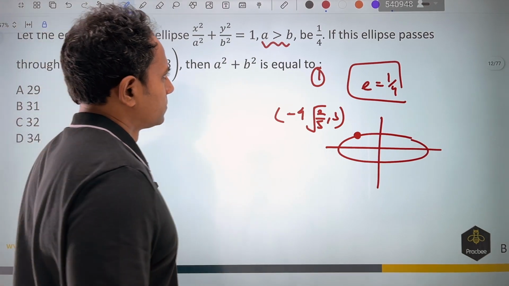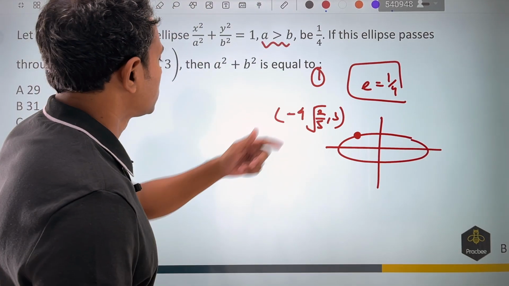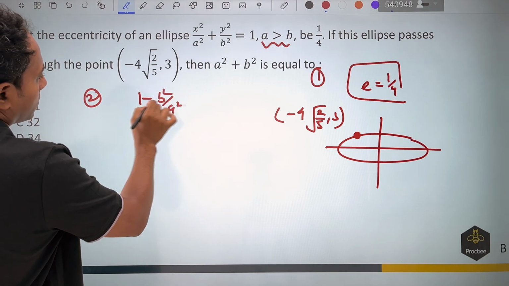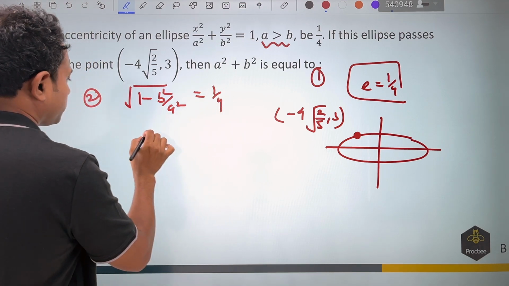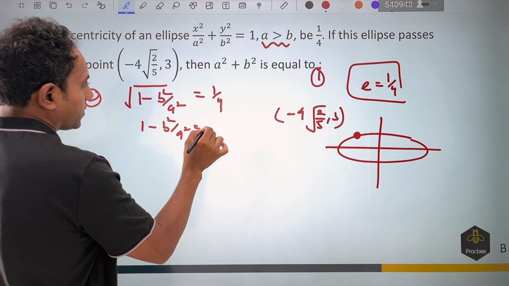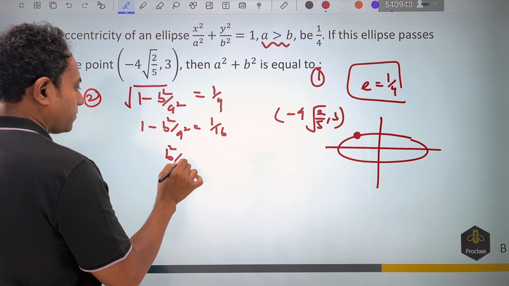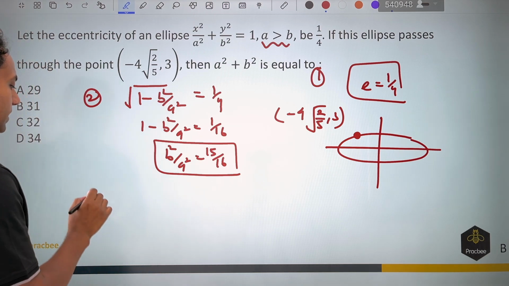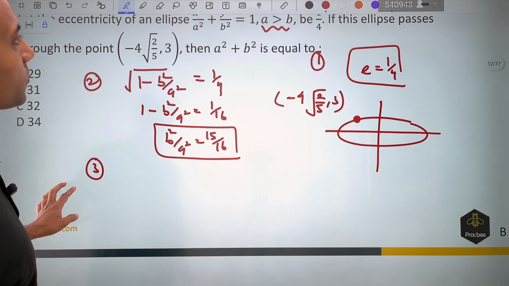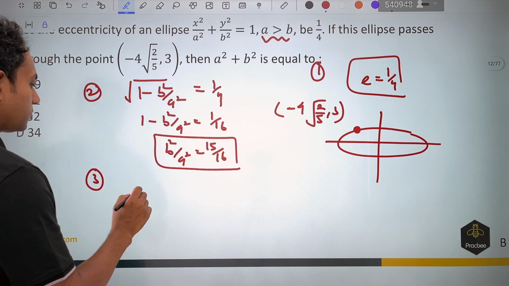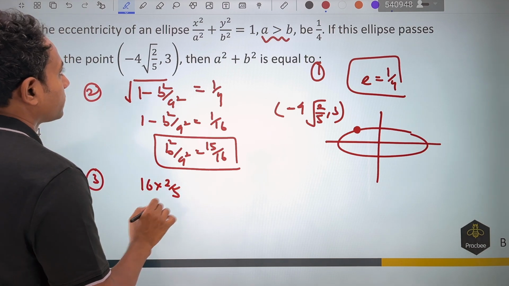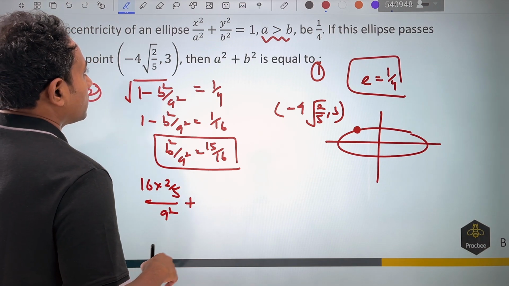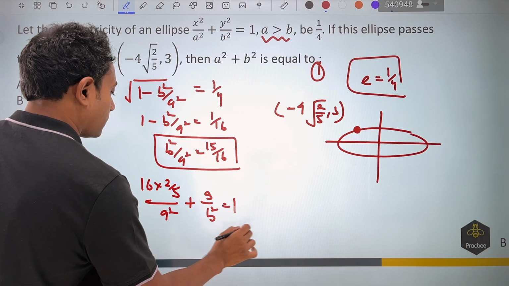You can see that from here we have two conditions. So one, if I use this eccentricity, I can write root of 1 minus b square by a square is equal to 1 by 4. So 1 minus b square by a square will be equal to 1 by 16. So b square by a square is equal to 15 by 16. This is the first idea. Next, we have been given this point, so I can substitute directly in the equation. So if I substitute, it becomes 16 into 2 by 5 by a square plus 9 by b square equal to 1.